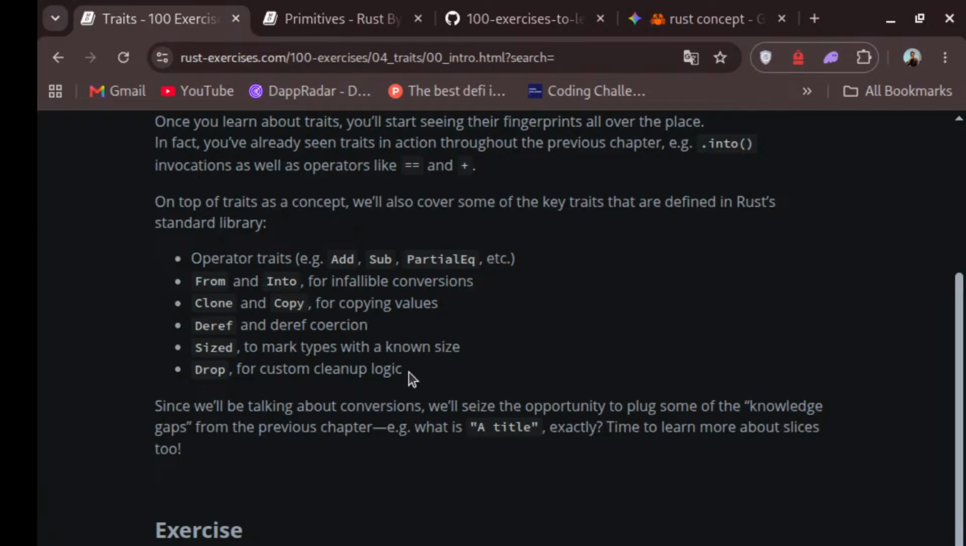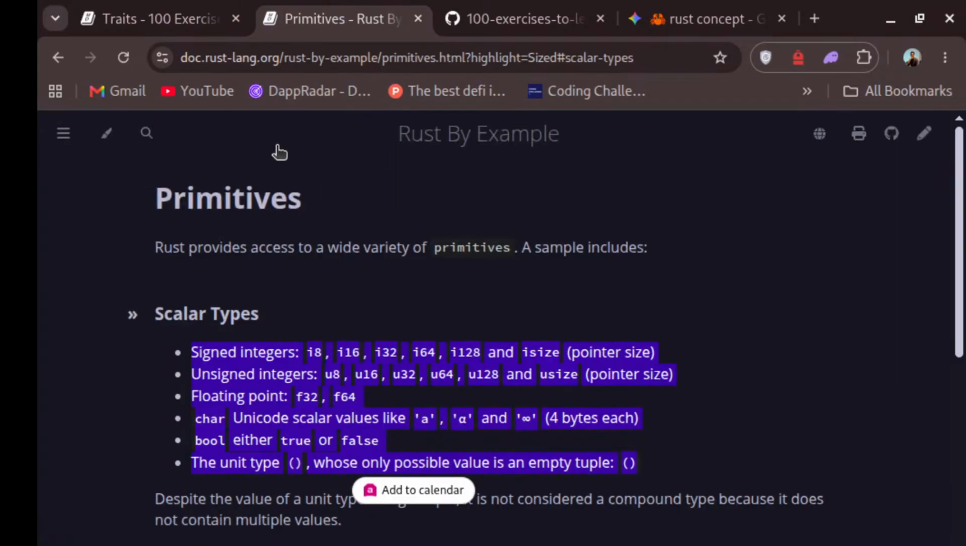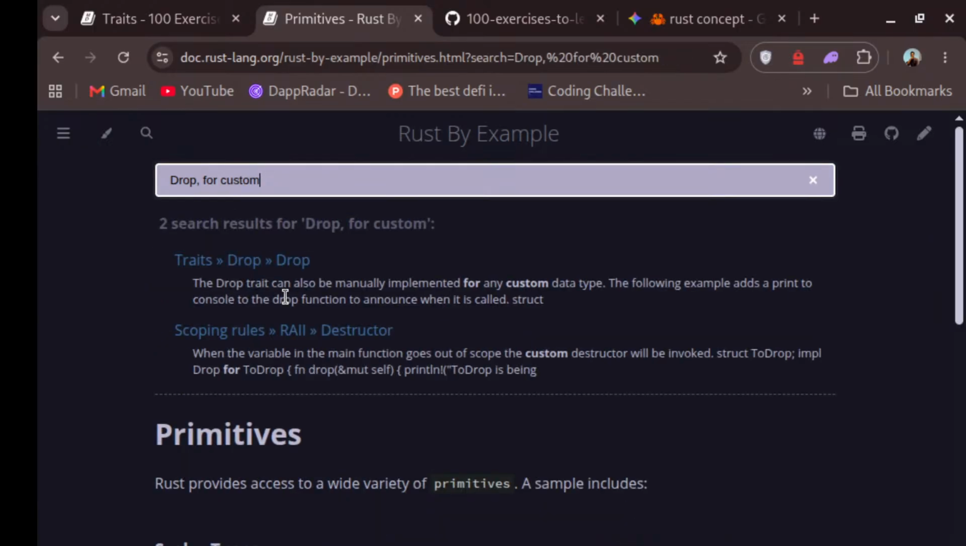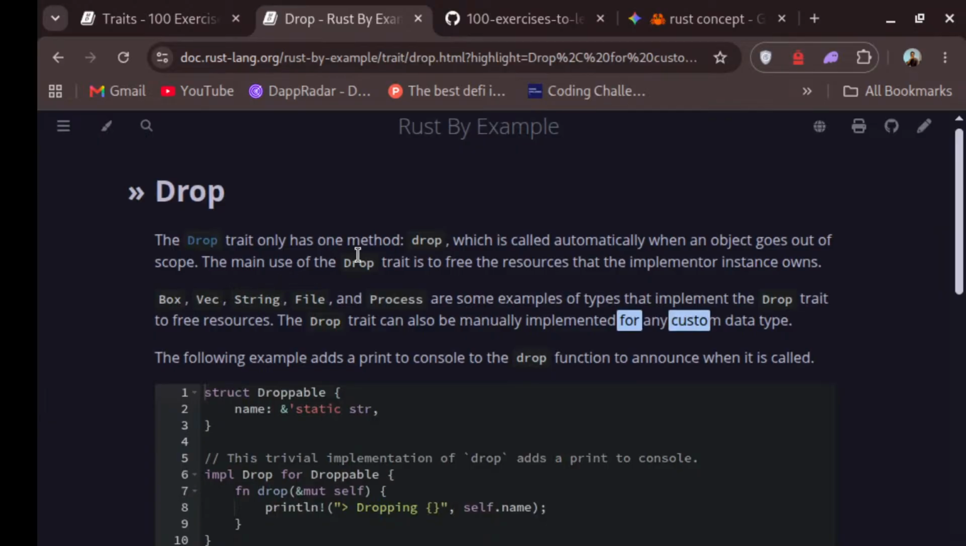Drop for custom clean logic. What are they saying about this? Drop. Okay. The Drop trait only has one method, drop, which is called automatically when an object goes out of scope. The main use of the Drop trait is to free the resources the implementing instance owns.